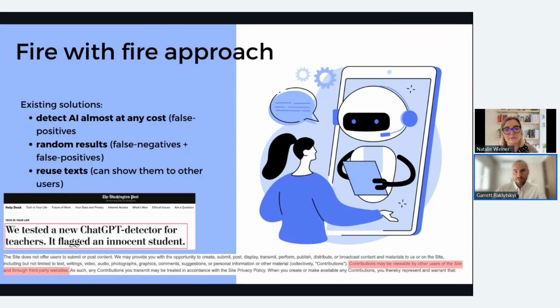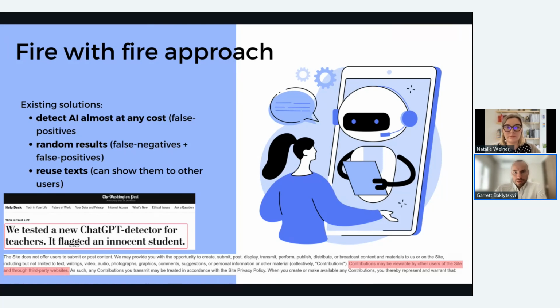And by a false negative, we understand that AI-generated text wasn't flagged as AI-generated text and passed as human-written. Besides, existing AI detectors may reuse the text that you ask them to check. One of them even states this in their terms and conditions. So here is a citation.